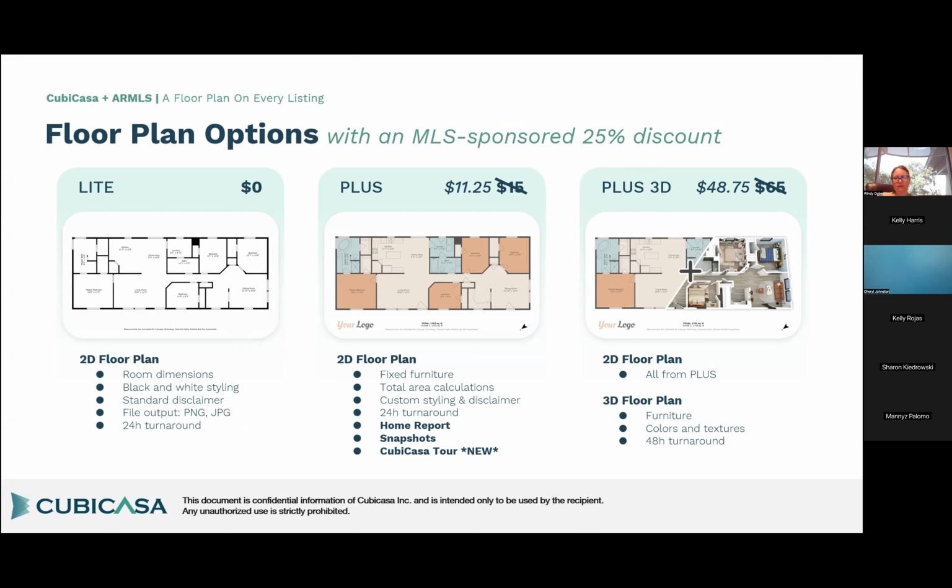The last option available is going to be Plus 3D, which includes everything that we just talked about in Light and then the 2D scans. But you'll also get 3D floor plans. The 3D floor plans will have color and texture matching options to the space and include loose furniture like sofas, beds, tables to help you better visualize the space.